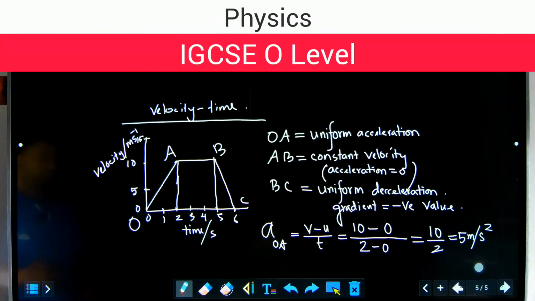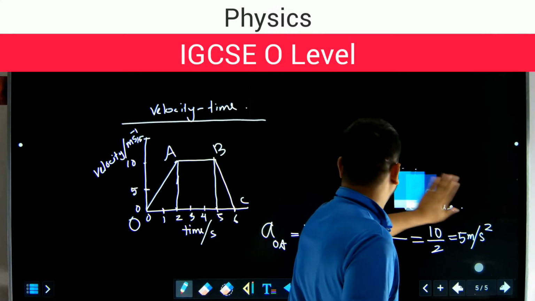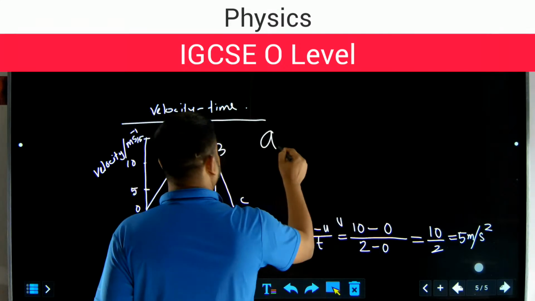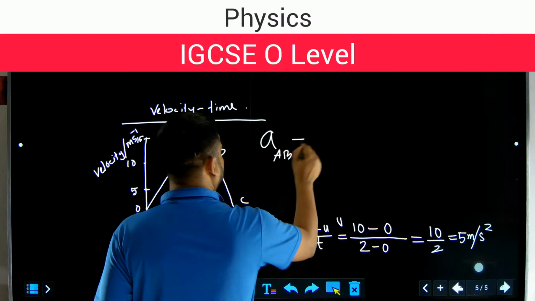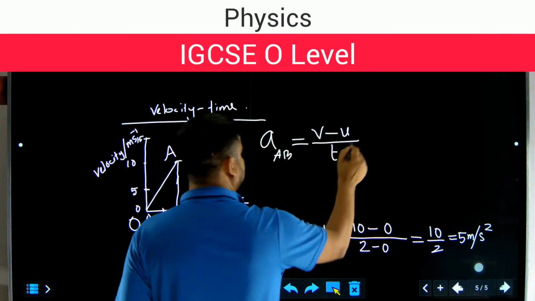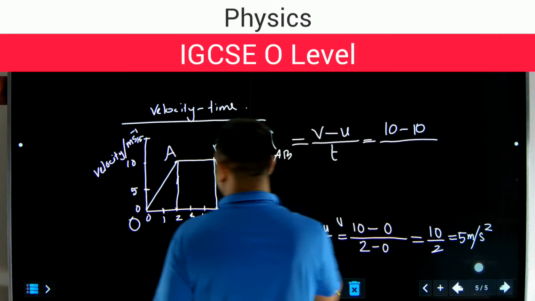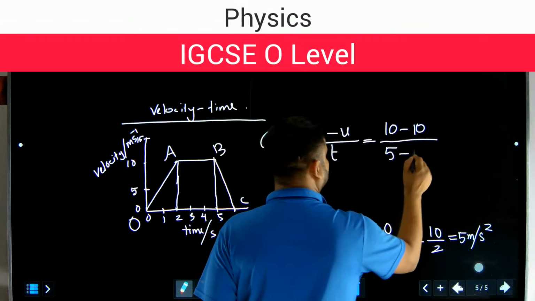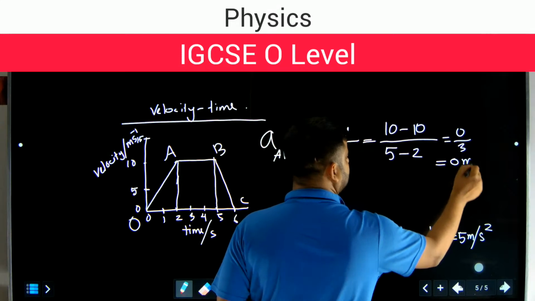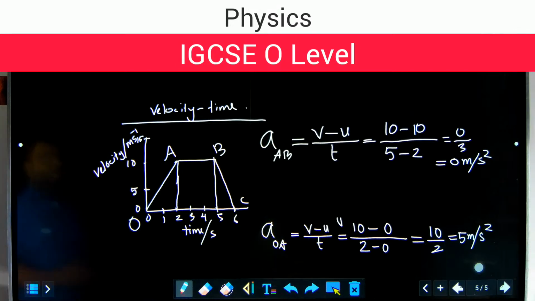And if we calculate the acceleration for the AB part, we know acceleration equals final velocity minus initial velocity divided by time. Here the final velocity is 10 and the initial velocity is also 10, and time is 5 minus 2. So 0 divided by 3, which is 0 meter per second square. So there is no acceleration in the AB part.